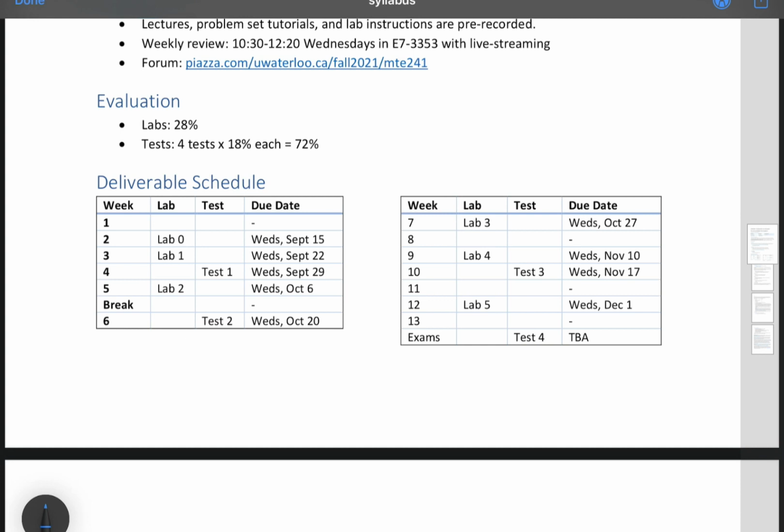There's 3 weeks between Lab 4 and Lab 5. Lab 5 is significantly harder than the other labs, and so I want to make sure you have enough time. Test 4 will be during the exam period, but it will just be another quarterly test.